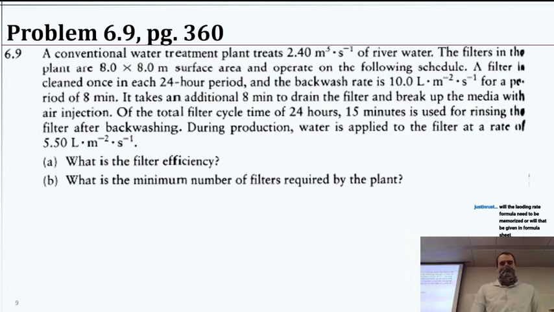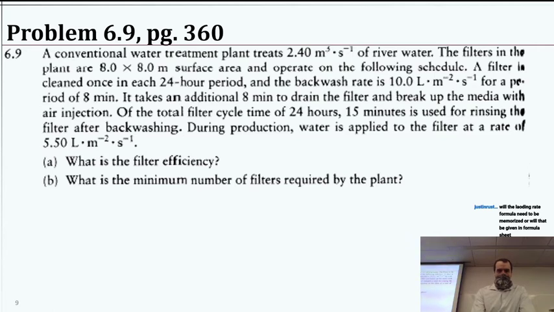This is one of the problems in our chapter, problem 6.9 on page 360. We have a conventional water treatment plant that's treating 2.4 cubic meters per second of river water. The filters in the plant are 8 by 8 meters surface area. They operate on the following schedule.